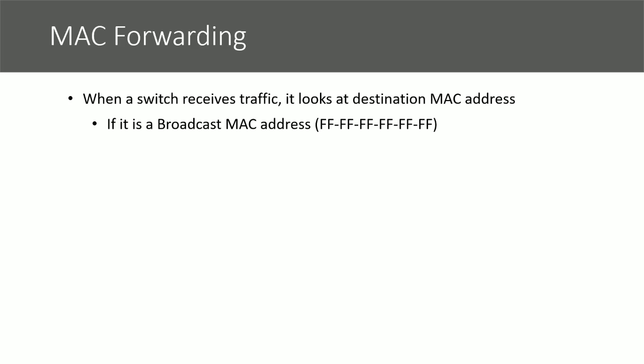So if the destination MAC address is a broadcast MAC address, which is all Fs in hexadecimal or all ones in binary, the traffic is flooded to all interfaces. Because this destination MAC address means that this frame is meant to be sent to all devices in this network, so the switch will take this frame, replicate it, and send it to all devices that are active in the network now.